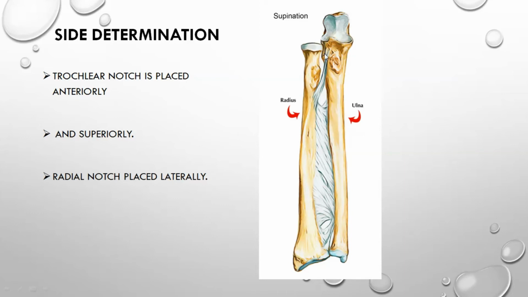So for the side determination you have to remember 4 points. The first is large upper end, small lower end. Second is the trochlear notch, which is present anteriorly and superiorly. Third is the ulnar tuberosity, which is present anteriorly, and the fourth is the radial notch, which is placed laterally.